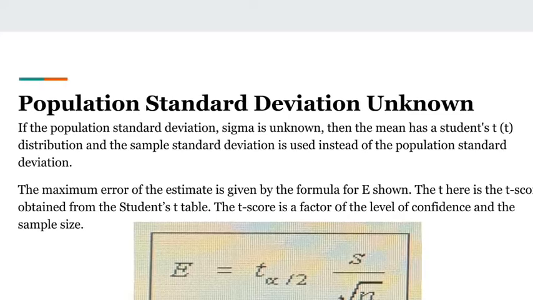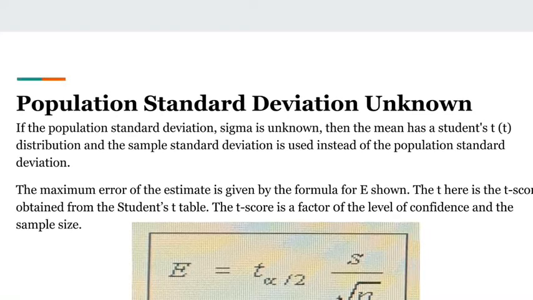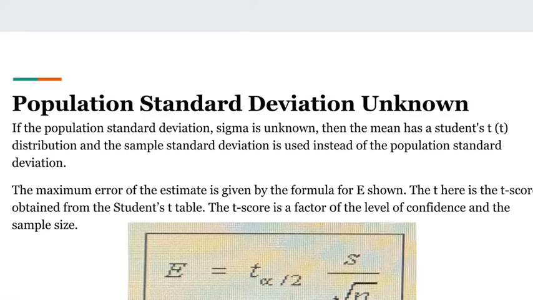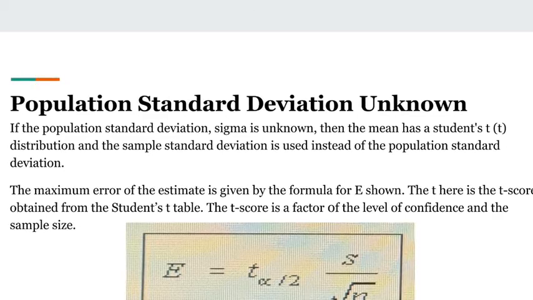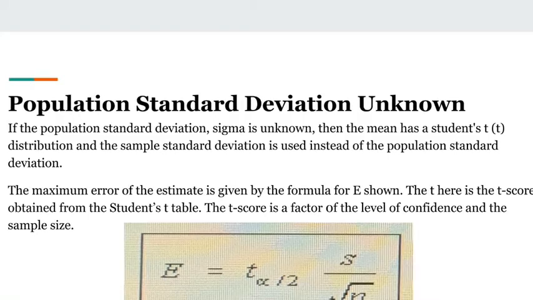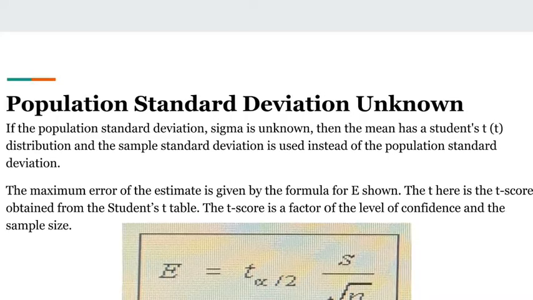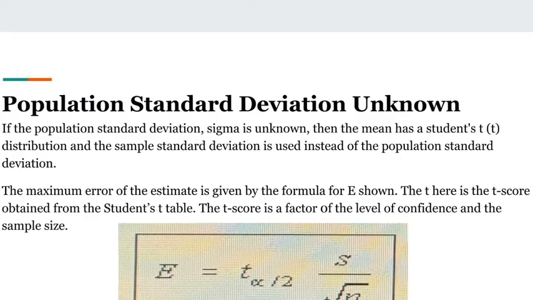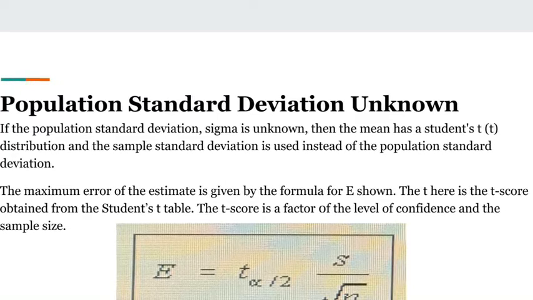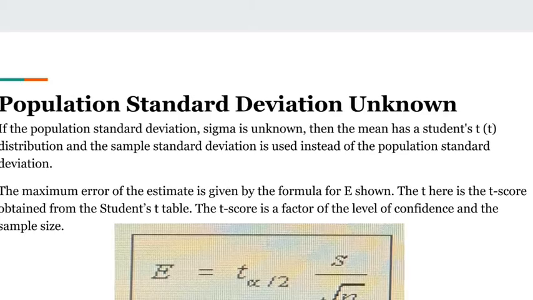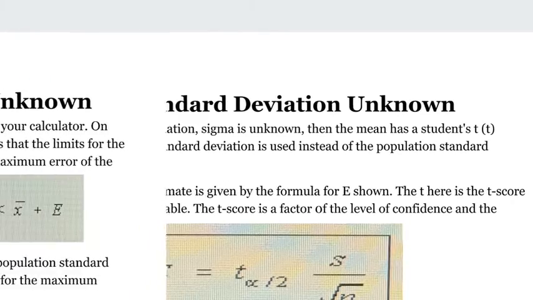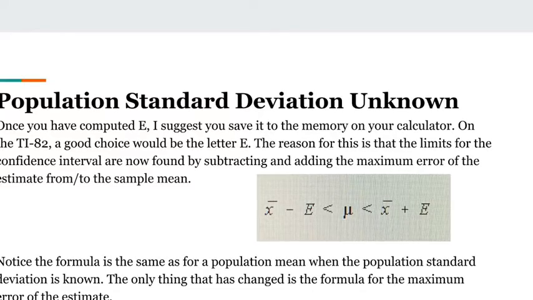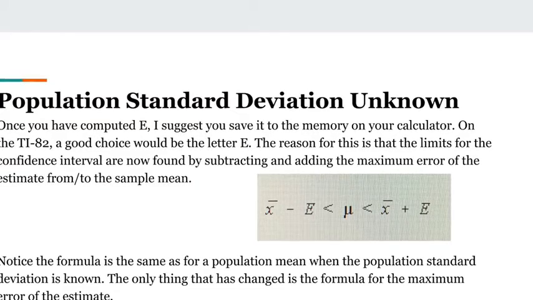The t here is the t-score obtained from the student's t-table. The t-score is a factor of the level of confidence and the sample size. As shown below, the formula is E equals t times s over the square root of n. Once you have computed E, I suggest you save it to the memory on your calculator.